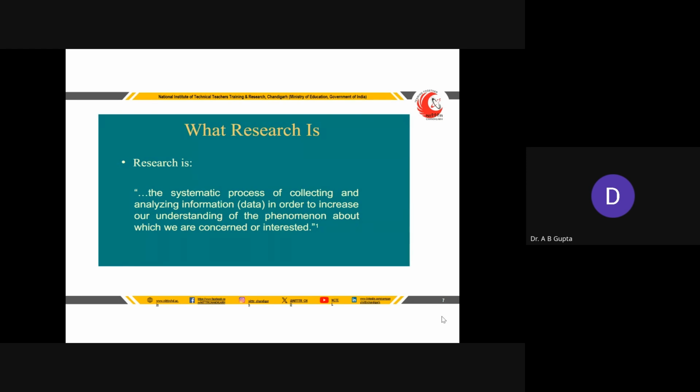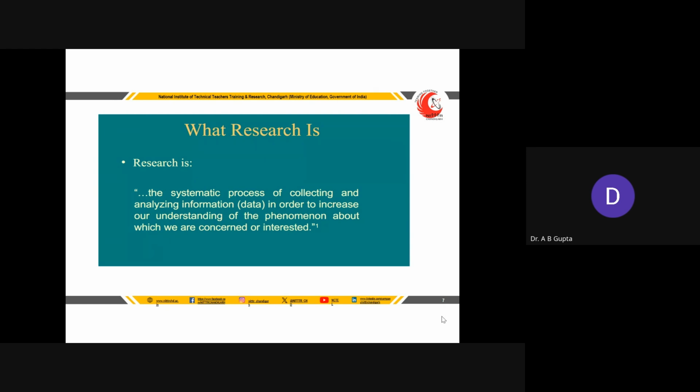Okay, so basically, the focus is on collecting the data, collecting the information, and analyzing the information to increase our understanding. So this is clear: research. Now you know what research is. But there are certain things that a faculty member or some person may think are research, but that actually may not be research.